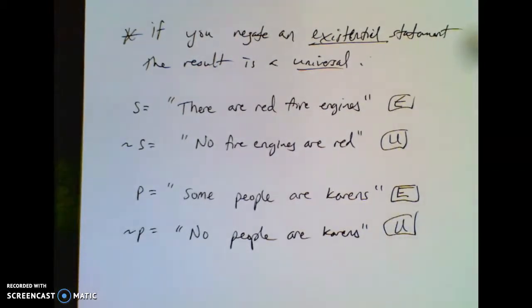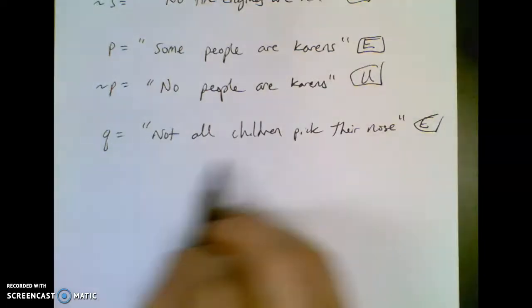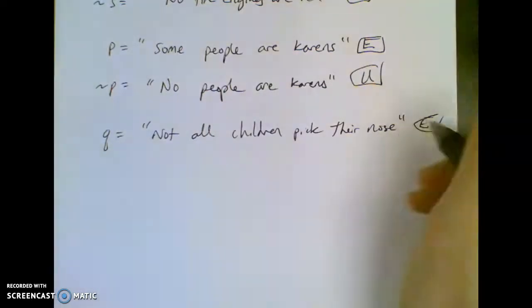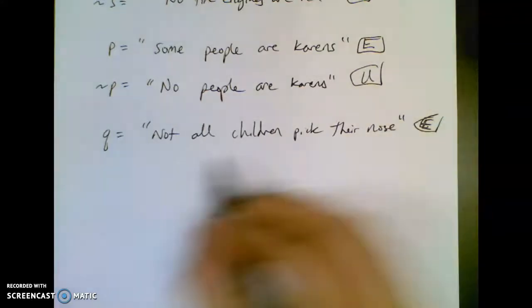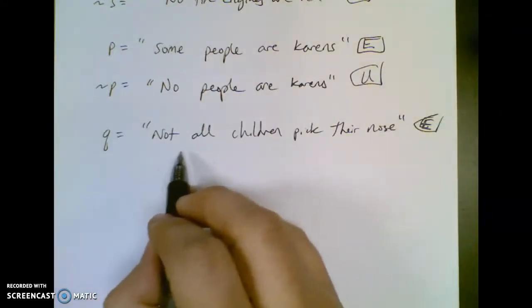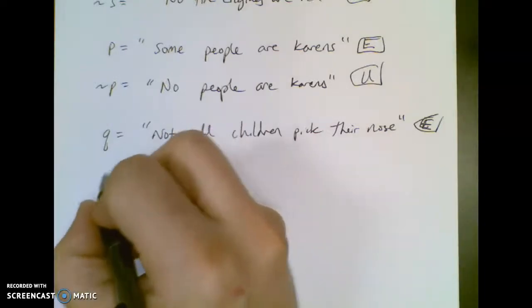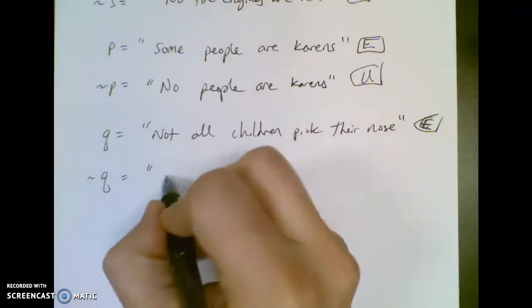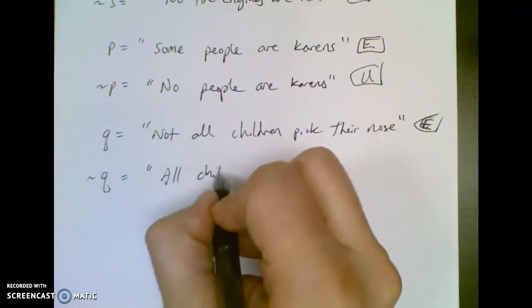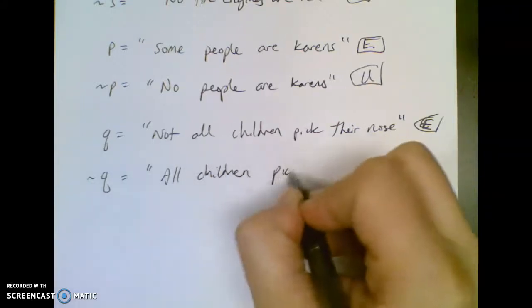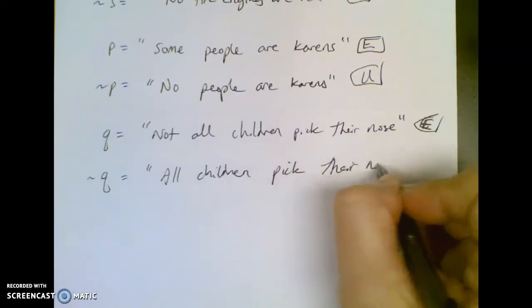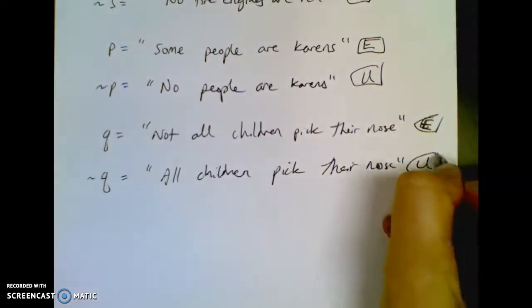It turns into a universal. So how do you negate an existential to make it turn into the negative version, or the positive version, like all? Let me think about that for a sec. Okay, so here's some. Not all children pick their nose, right? Existential. Sometimes you have a hard time picking this one out as an existential. The negation of that would be all children pick their nose, which is a universal.